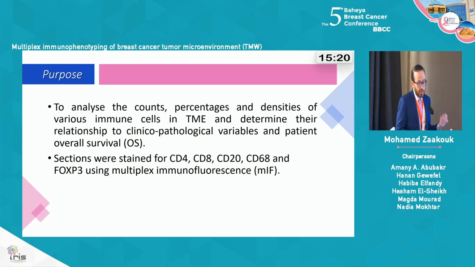The purpose of our study was to analyze the counts, percentage, and densities of various immune cells in the tumor microenvironment and determine their relationship to different clinicopathologic variables and the patient overall survival. Sections were stained for, as we mentioned, CD4, CD8, CD20, CD68, and FOXP3, as well as cytokeratin, using multiplex immunofluorescence, which allows simultaneous application of different markers and examining them on just one slide.